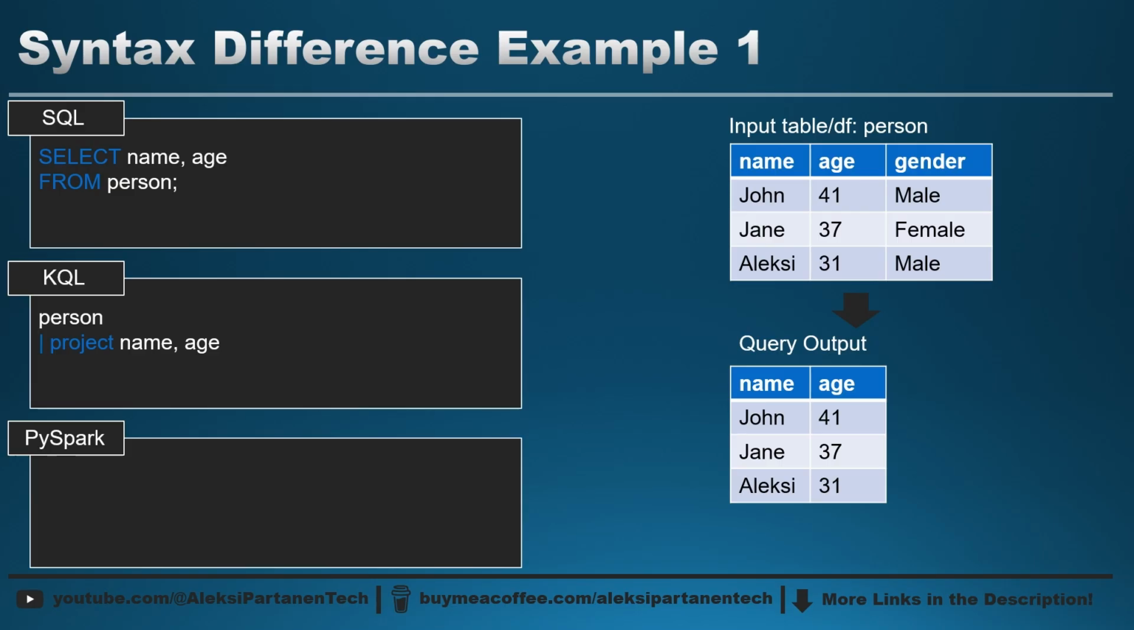Then lastly, we have PySpark. Since it is Python, we use this object notation with this language. So we say person.select, that is our function here, and then we specify the columns we want for our output. Also, in order for us to see our data, we have to wrap it to a display function that is very similar to a print function, and it will display our data with this nice table format.